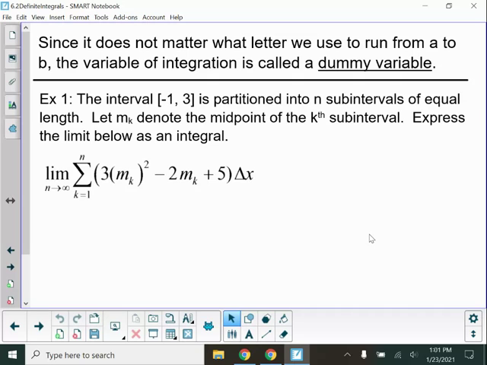So with this first example, we're given the integral from -1 to 3 is partitioned into n subintervals of equal length. Let m sub k denote the midpoint of the kth subinterval, express the limit below as an integral. So you're basically just taking what's here and you're expressing it as an integral. They do give me this -1 and this 3 up here. Those are going to be my limits of integration.